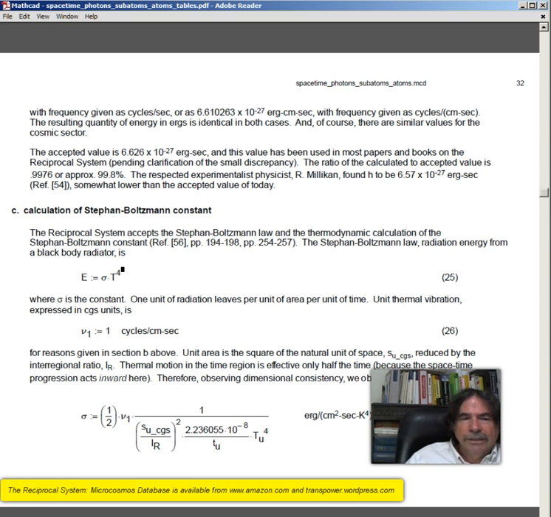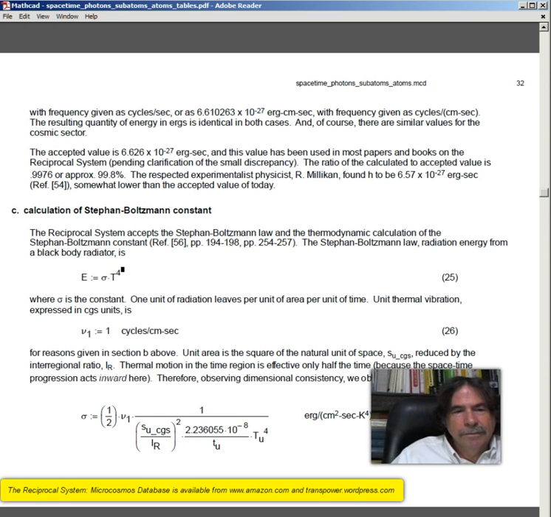Unit of thermal vibration expressed in CGS units is u sub 1 equals 1 cycles per centimeter second, for reasons given in section B above. Unit area is the square of the natural unit of space, that's s sub u in CGS, reduced by the interregional ratio of I sub r. Thermal motion in the time region is effectively only half the time because the space-time progression acts inward here. Therefore, observing dimensional consistency, we obtain this value for sigma, and you can see the expression there for sigma.